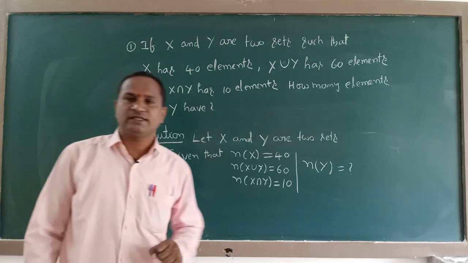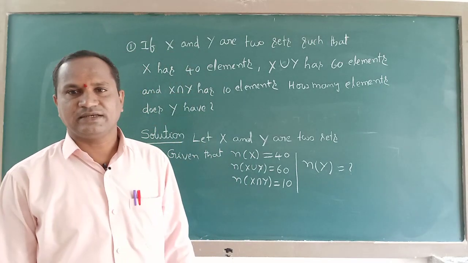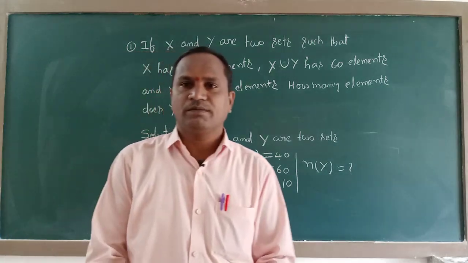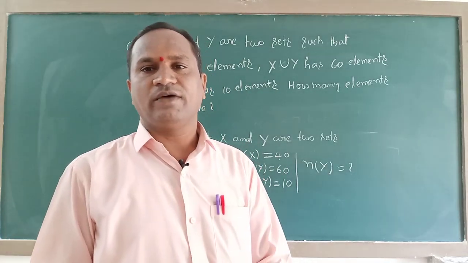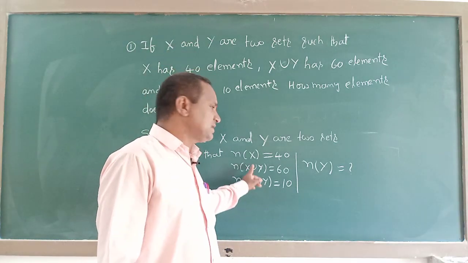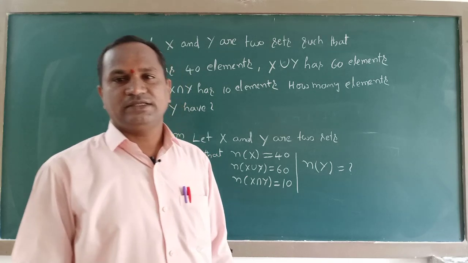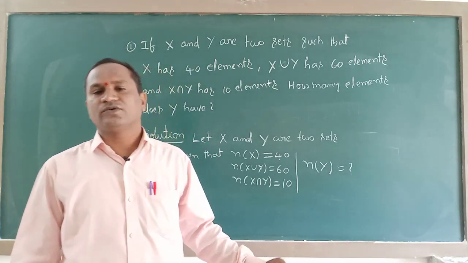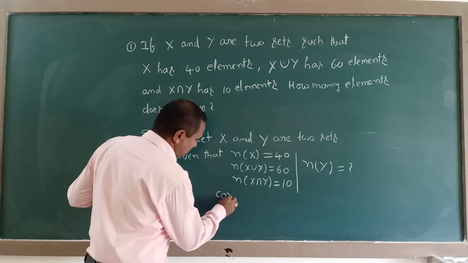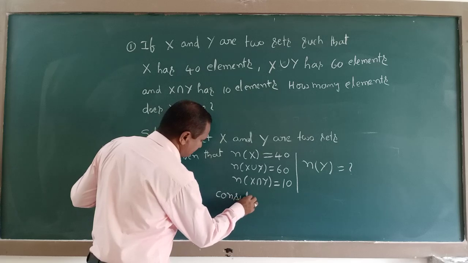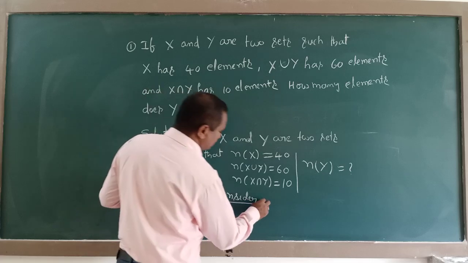n of x is equal to 40, they gave. n of x union y is equal to 60, they gave. n of x intersection y is equal to 10, they gave. With the help of these three known values we have to find the unknown value, n of y. But here we have to apply the formula of union. Consider n of x union y.